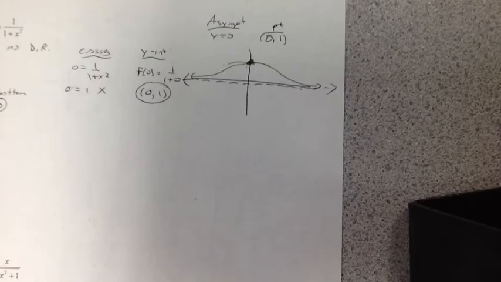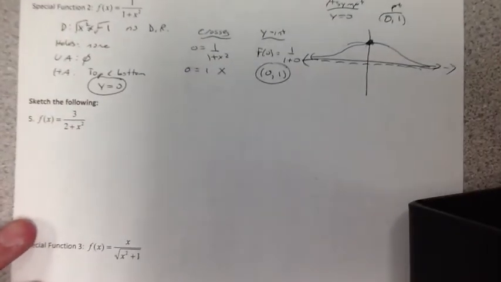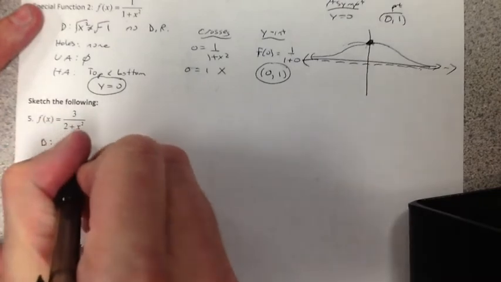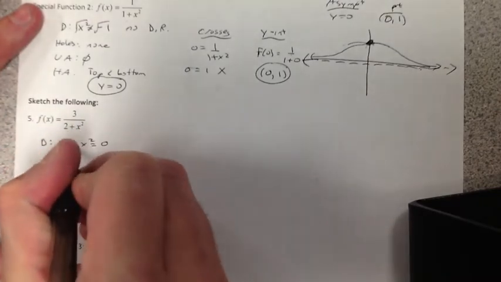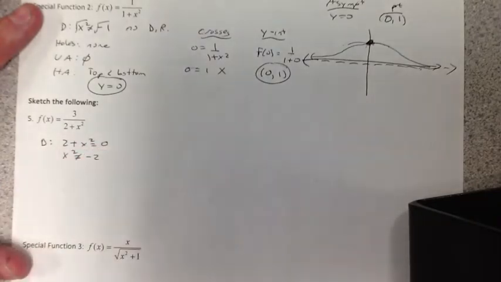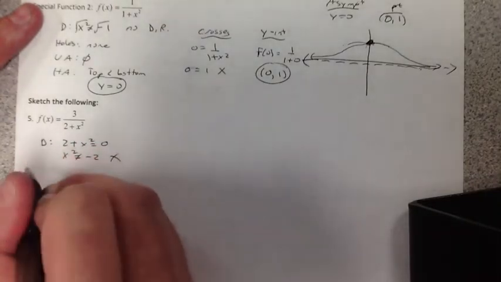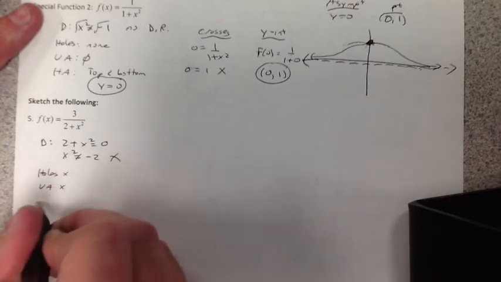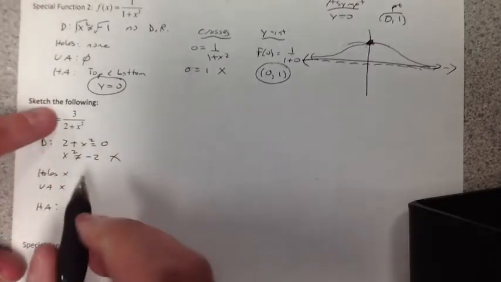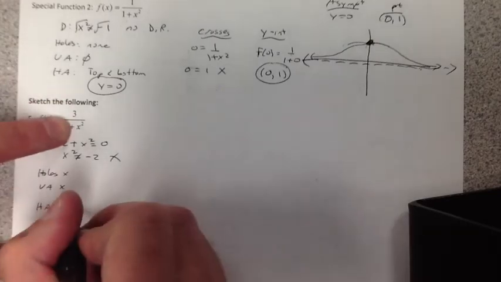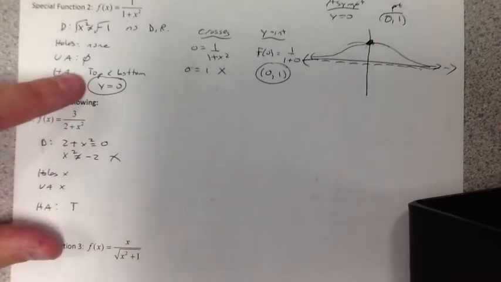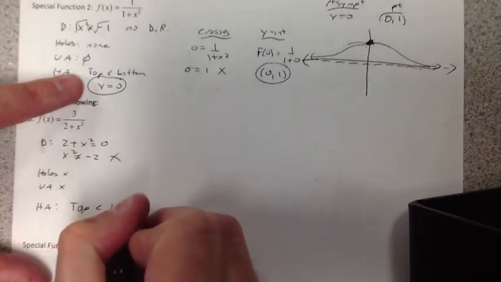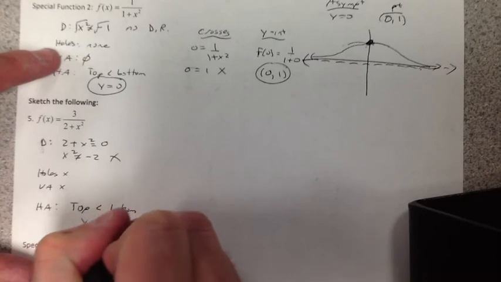So let's take a look at number 5 here, see if we can try one of these. Okay, so what's our domain restriction? Always try to solve it. So x squared cannot equal negative 2. No domain restriction. That means no holes, no vertical asymptotes. There will be a horizontal asymptote. The top is less than the bottom. I'm sorry, I had that backwards up here, didn't I? Yeah, I had it right. The top is less than the bottom. So it's y equals 0.